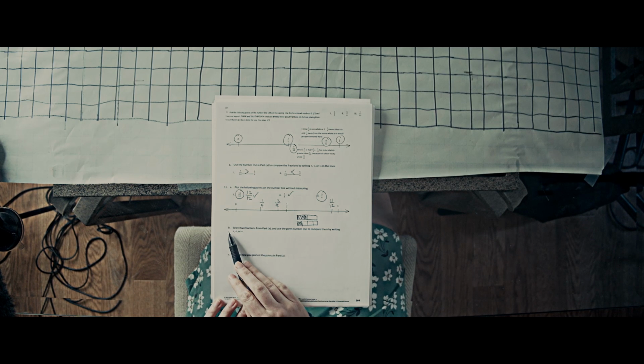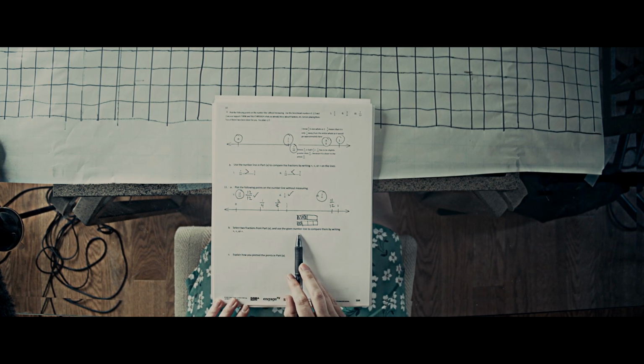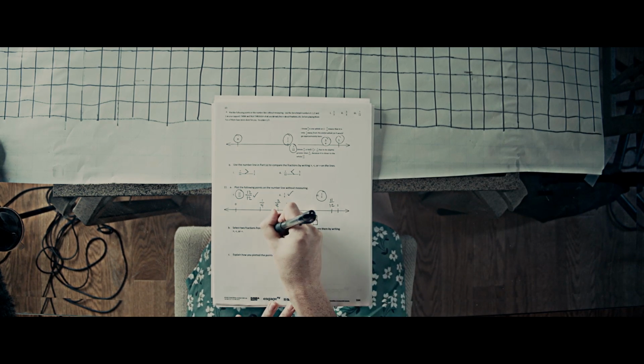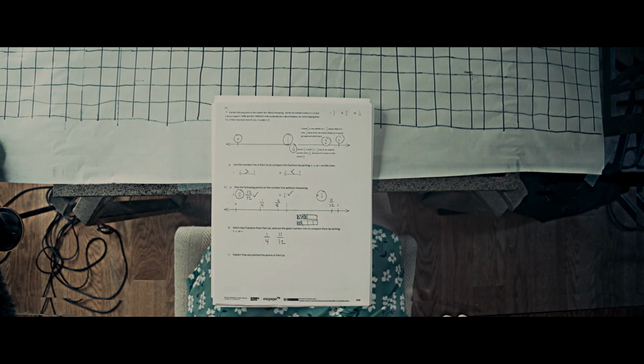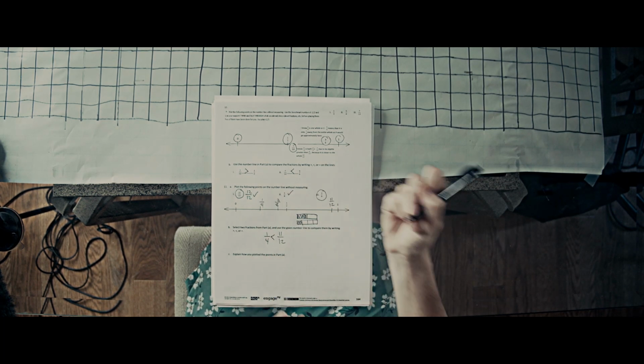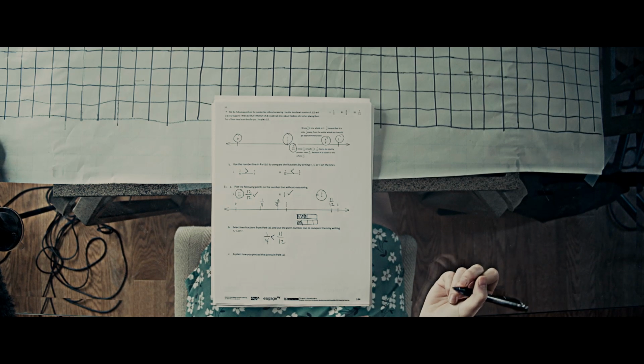Then for part B, it says select two fractions from part A and use the given number line to compare them by writing less than, greater than, or equal to. So I'm going to choose any two of these fractions to compare. Let's do 1/4 and 11/12. Well, I can very easily look at my number line and see that 11/12 is a lot larger than 1/4.